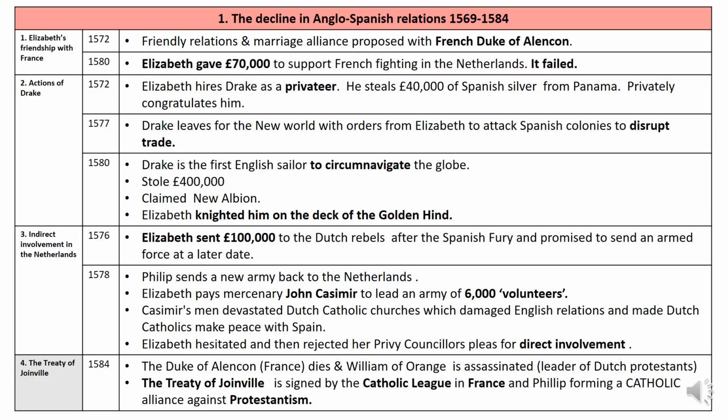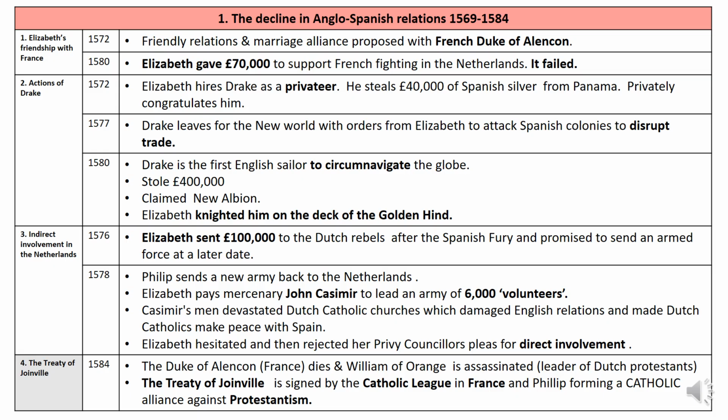The next person we're going to talk about is Drake then. So how does Drake contribute towards sour Spanish relations? Well, he's hired as a privateer, which is a type of pirate, and you have permission to plunder and steal from the monarch. He steals £40,000 of Spanish silver, plundering Spanish ships in Panama, in the Americas, and publicly she condemns his actions, but privately she congratulates Drake. The reason that she publicly condemns him is because she doesn't want Philip to think that she is encouraging this type of behaviour, which he very much is.